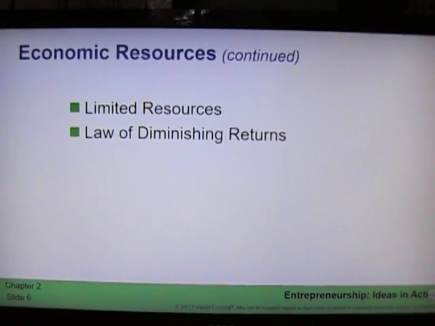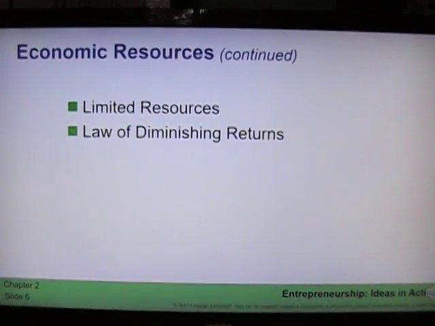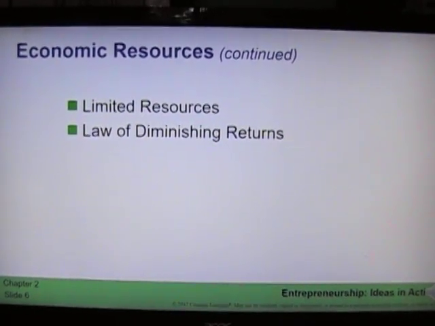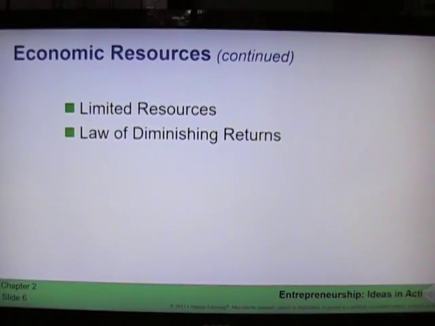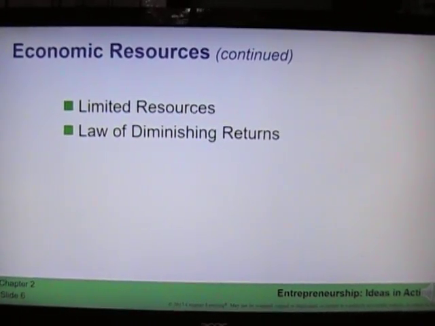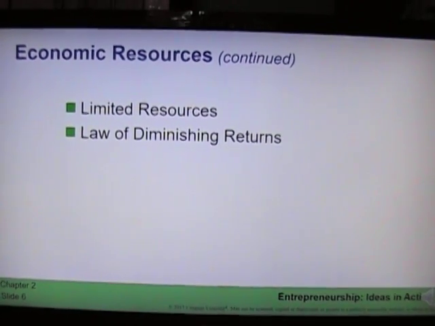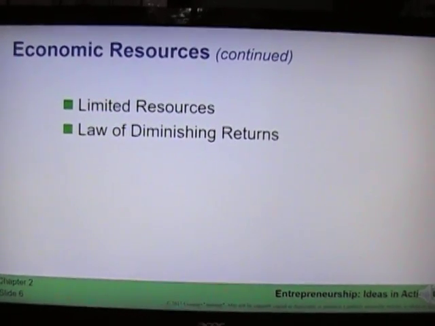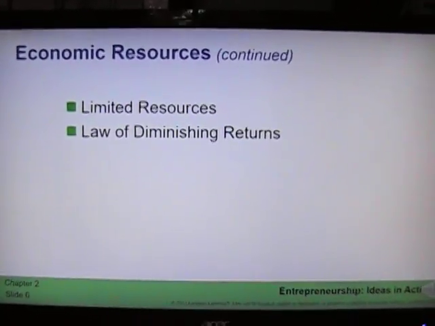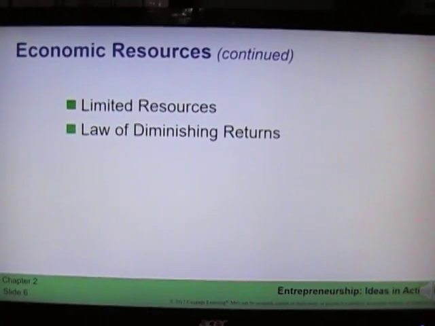We'll talk about limited resources. Most resources can be used to produce several different products and services. If resources are used to produce one type of product, they might not be available for the production of another type of product. Individuals, businesses, and countries compete for access to and ownership of economic resources.